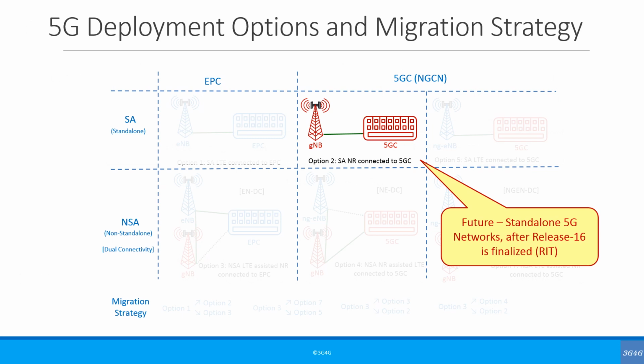So what is standalone? I've covered it in lots of different tutorials. It is basically just a pure 5G network. You have a 5G core, and you have the 5G new radio or the gNodeBs connected to the 5G core, and that's about it really.